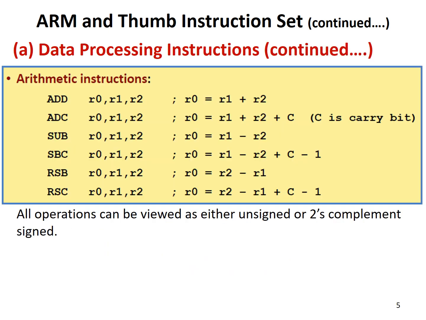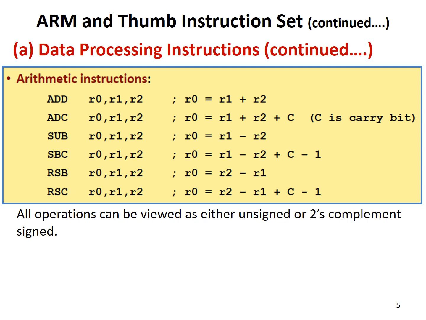First let us see the arithmetic instructions under the data processing instruction. Here the arithmetic instructions are add, add with carry, subtract, subtract with carry, reverse subtract, and reverse subtract with carry. R0 is the destination register and R1, R2 are the source registers. The contents of R1 and R2 are added and stored in R0. Similarly, addition with carry. Then subtract: the destination register is R0, R1 minus R2 will happen and the result is stored in R0.